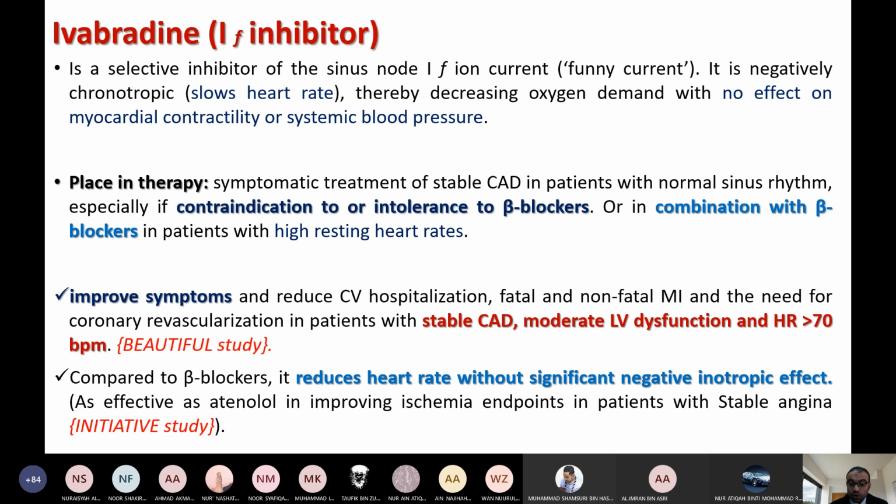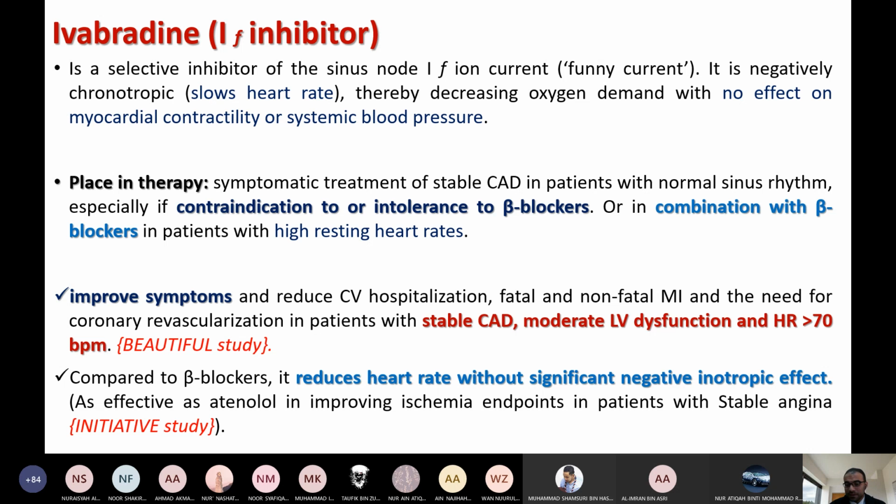Ivabradine. Okay. So of course, ivabradine is one of the medications that have several cardiovascular. Okay, sorry. Problem with the team. Okay, no problem.